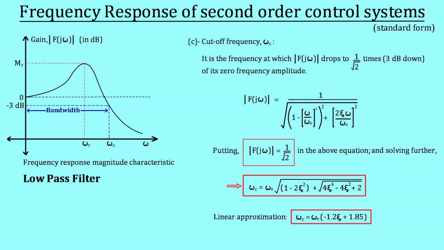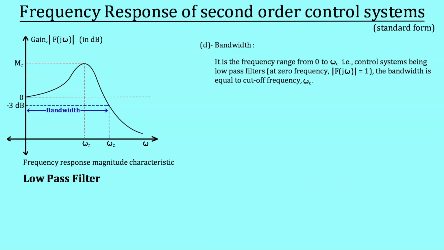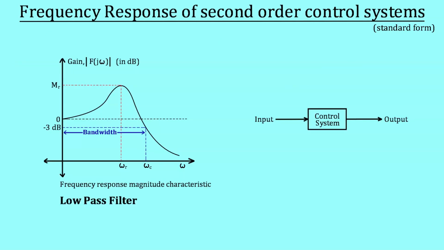The fourth parameter or the last parameter is the bandwidth, which is the range of frequency from 0 to cutoff frequency. And again, this definition is meant for low pass filters only. Before you get confused, let us clear this confusion zone. Suppose we are having a control system, then you will have input and output.